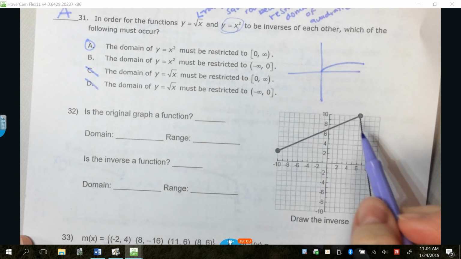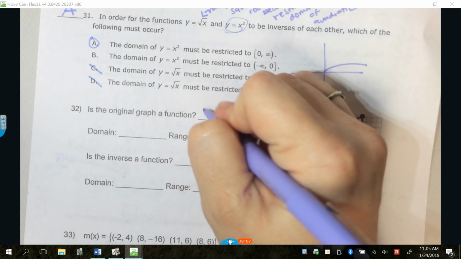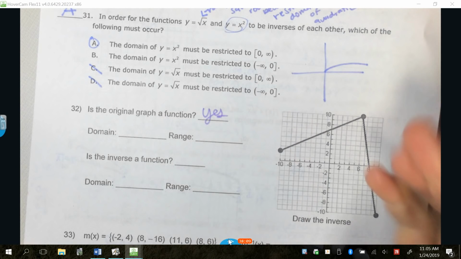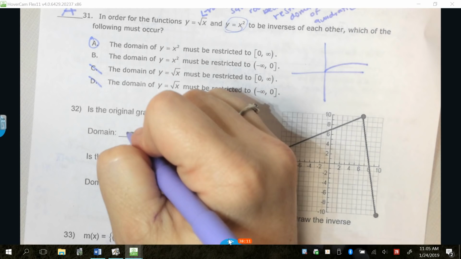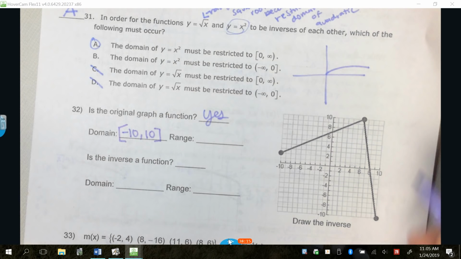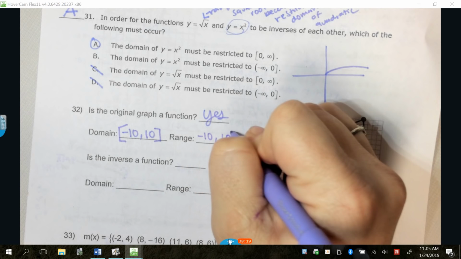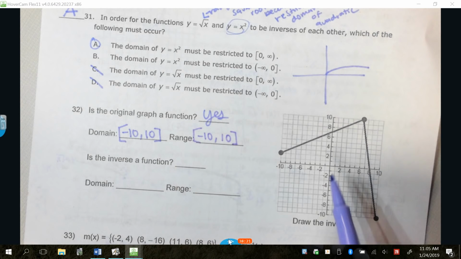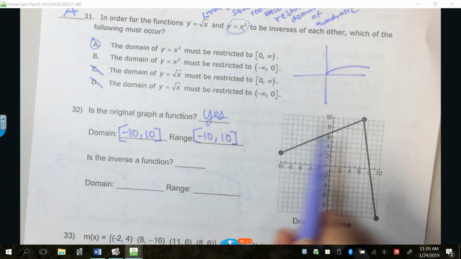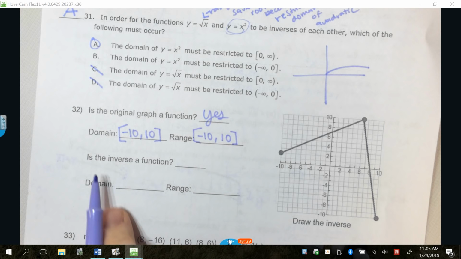Here is the original function, a graph of function. Well, yeah, because I can draw a vertical line and it'll never repeat. My domain is from negative 10 to 10. And my range is from negative 10 to 10. Remember, I'm looking at lowest point to highest point, not like one point to the other. Okay, lowest point to highest point, farthest left to farthest right. Is the inverse a function?